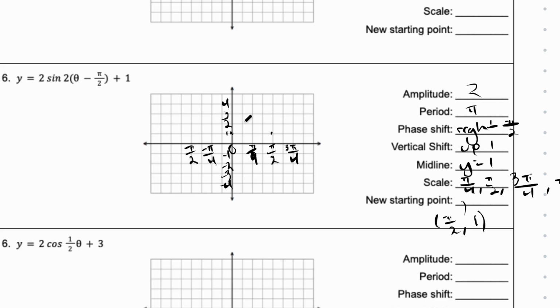And then if we do negative pi over 4, negative pi over 4 minus pi over 2 is going to give us negative 3 pi over 4. Negative 3 pi over 4 times 2 is negative 3 pi over 2. And if you can imagine that on the unit circle, or if you add 2 pi to that, it's going to be the same as pi over 2. And so sine of pi over 2 is going to give us 1. 1 times 2 is 2. 2 plus 1 is 3.